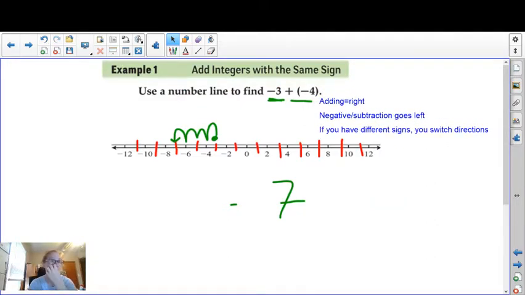I started at that -3. Where's my mouse? So you can follow along. Started at the -3, then I wanted to go right because of the plus, but then the negative makes me go left again. So I ended up going left. -7.